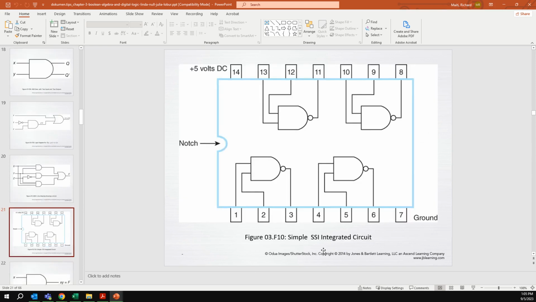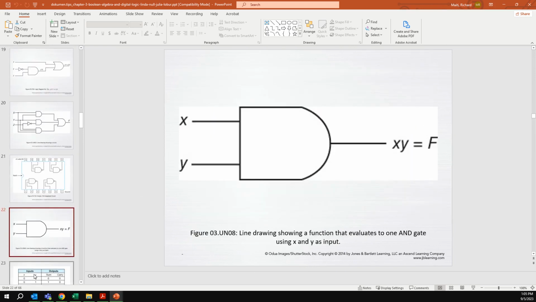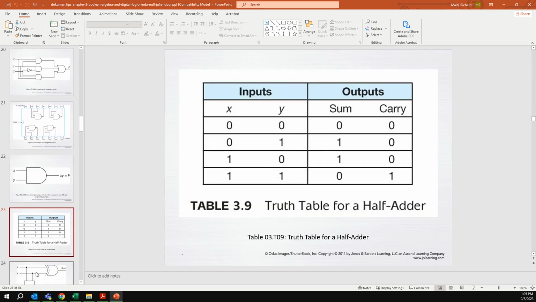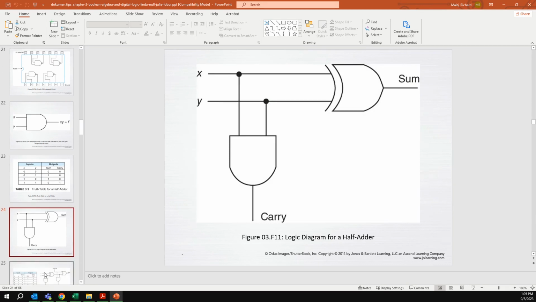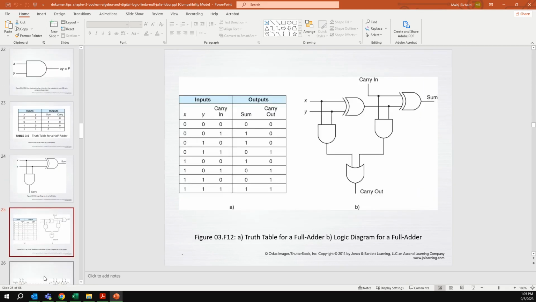So this gets into more of an SSI integrated circuit combining what we have discussed above. This is the line drawing showing a function that evaluates one AND gate using X and Y input. So this is the truth table for a half adder. These are the inputs and the outputs with the carry. These are the logic diagrams. It gets into more of the logic diagrams.